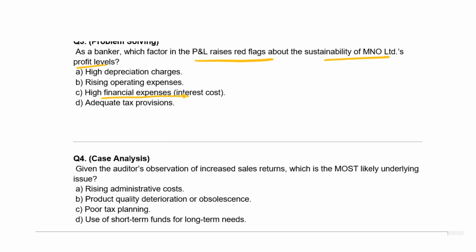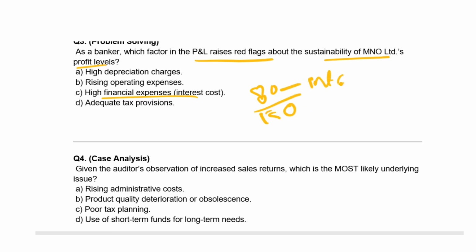If you look at that, we can see that high financial expense is the most threatening because depreciation charge is less compared to the financial expense, and you will have fixed assets. That's where there will be depreciation. Rising operating expense also, you need to control it, but as the business expands, this will also increase. But you saw that almost 80 out of 150, their gross profit is going for interest payments. So this is a huge problem for the sustainability of profit. So C is the answer.